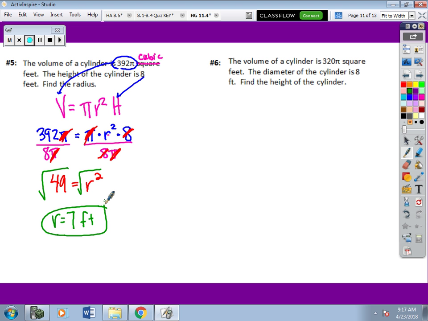Okay, another one with the same typo. The volume of a cylinder should be 320 cubic feet. The diameter of the cylinder is 8. Find the height this time. Again, also start with our formula. Plugging in our volume.